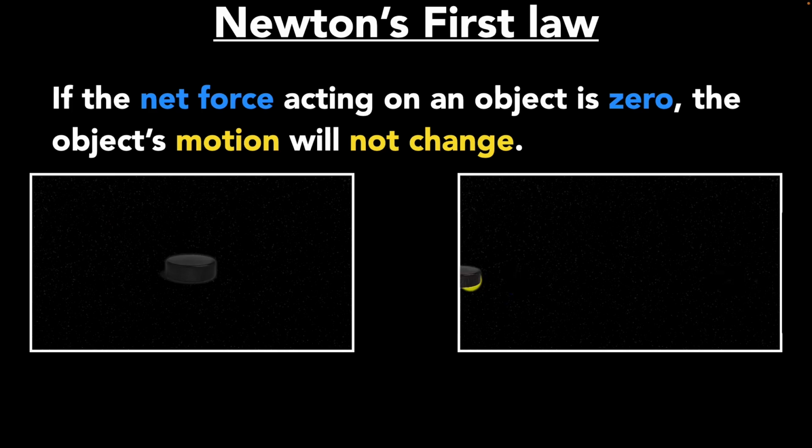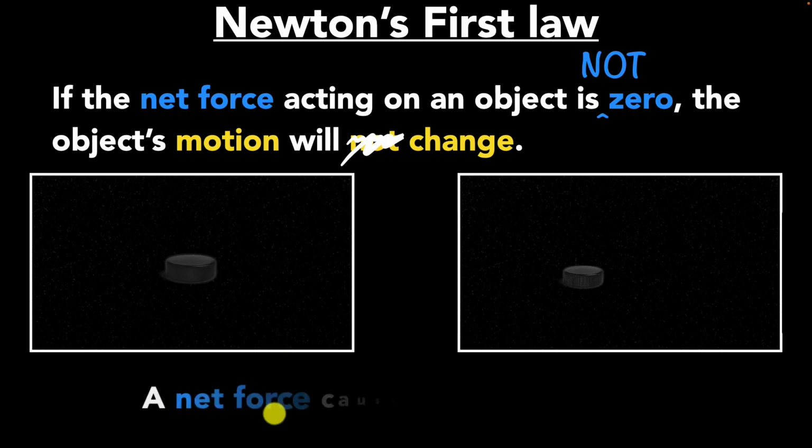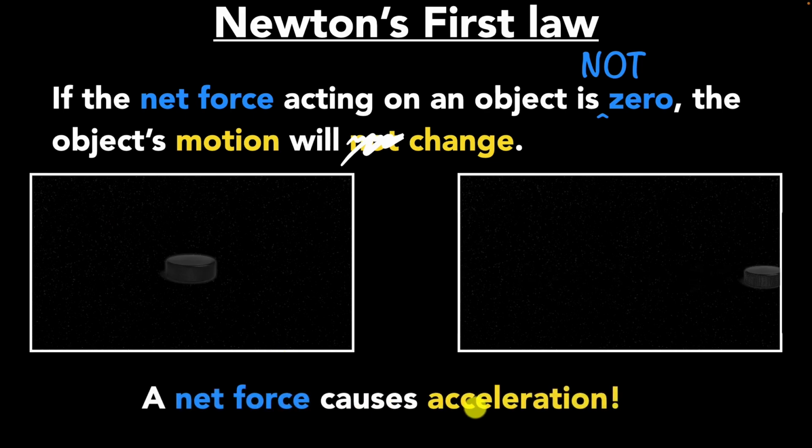But now, here's a question. What if the net force acting on an object is not zero? Well, then the object's motion will change. So a net force will change the object's motion. In other words, a net force causes acceleration. But how exactly are they connected? That's what we're going to find out in this video.